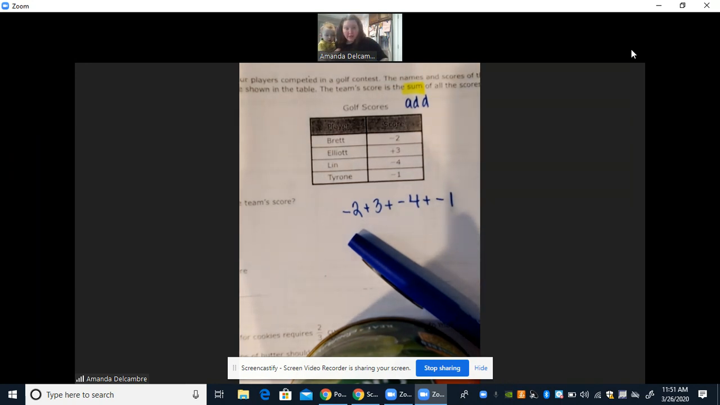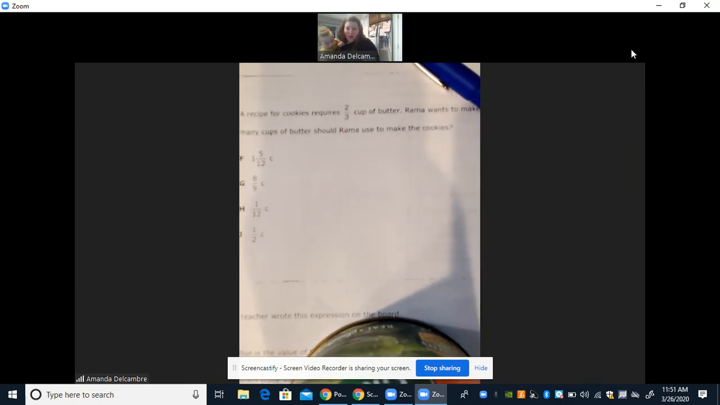Let's look at number 13. A recipe calls for 2/3 cups of butter. Rama wants to make 3/4 of the recipe. How many cups of butter should Rama use to make the cookies? Okay, so we're dealing with fractions. Don't freak out with fractions, guys.